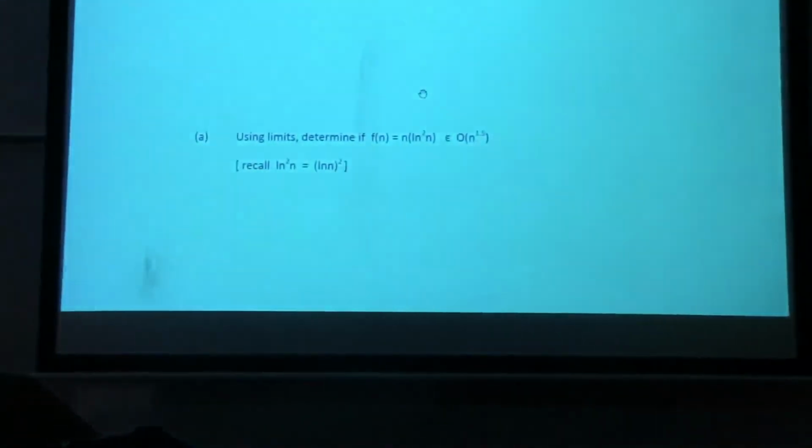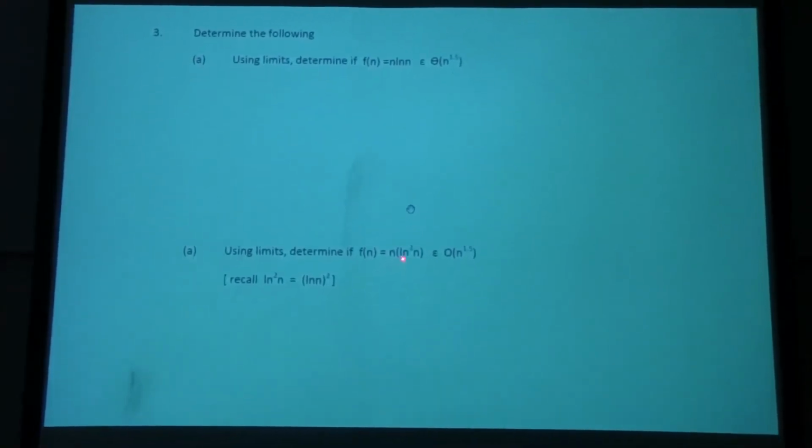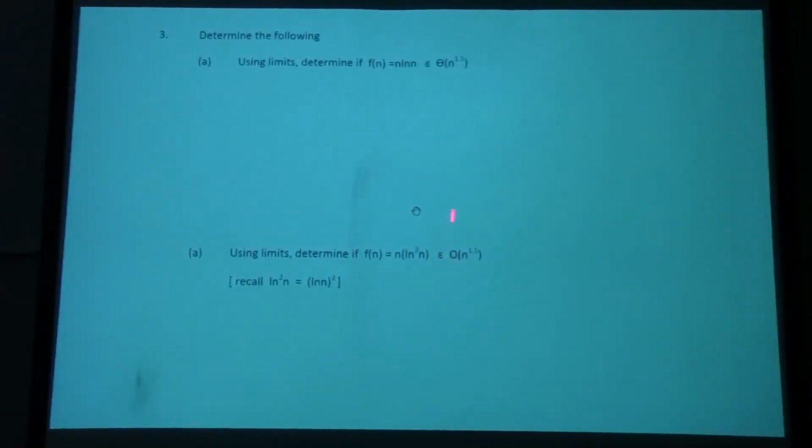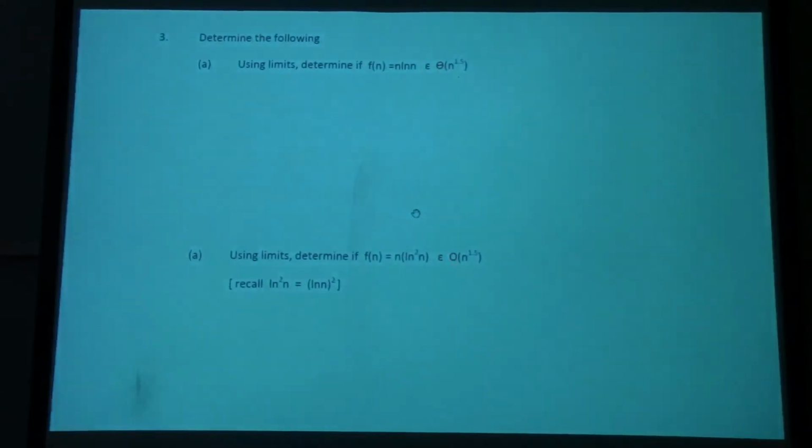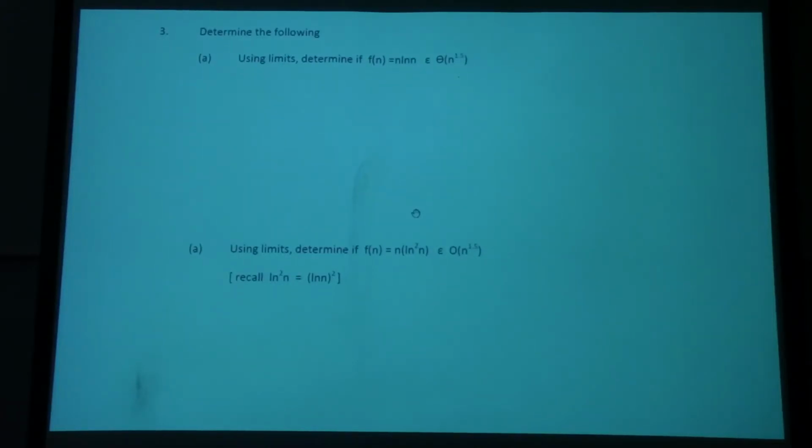The next one I have: determine by limits if f of n, n times log square n, is an element of big O. Notice theta here. This is big O. It's different, right? Yes, it's different. So just notice that subtlety. Don't try to just go. Again, it's n to the 1.5 power. Recall that log square n is equal to log of n times itself. This is not the same thing as log n squared, which is 2 log n. Because this is log of n times another log of n. It's different. Does everybody understand the difference? I just don't want you to interpret it differently.